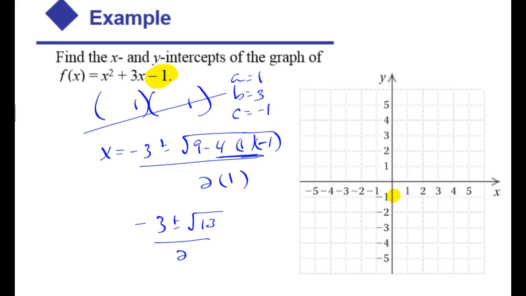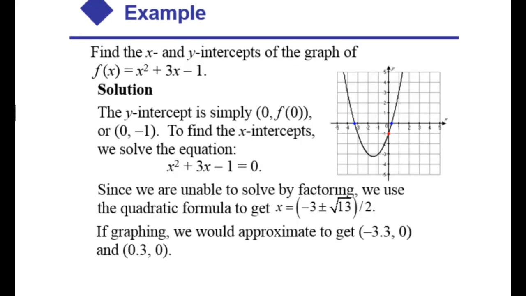Plotting the other 2 points is kind of difficult. It's going to be a little bit of a guessing game. But again, -3.3 is about here, and 0.3 is about here, and of course we found the y-intercept at -1. They didn't even ask me to find the vertex here, but I certainly would have by doing the -b/2a process.